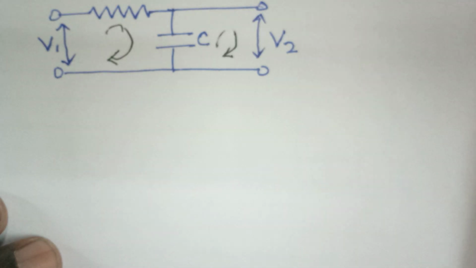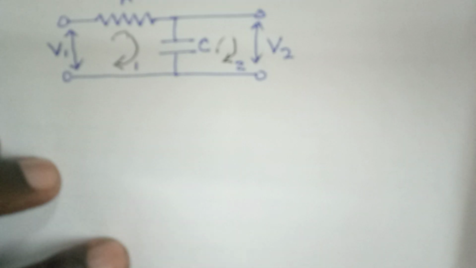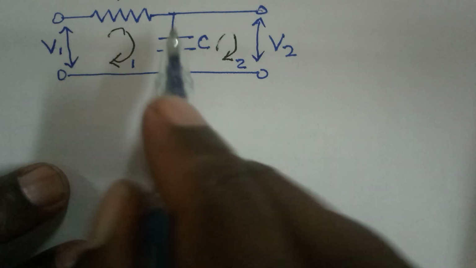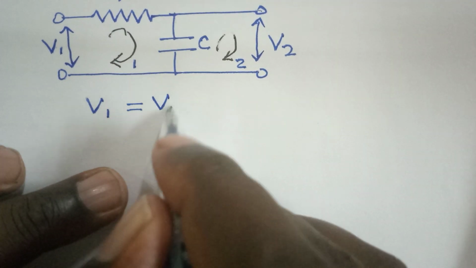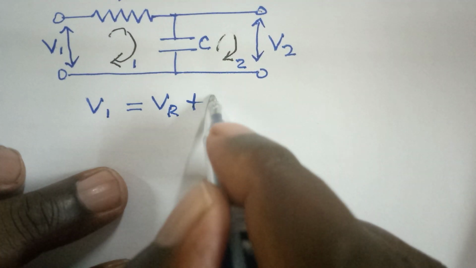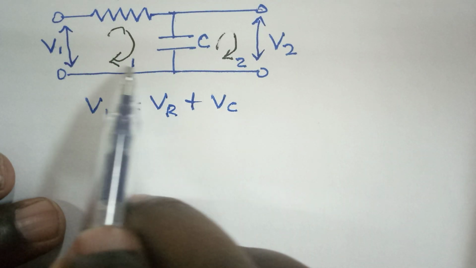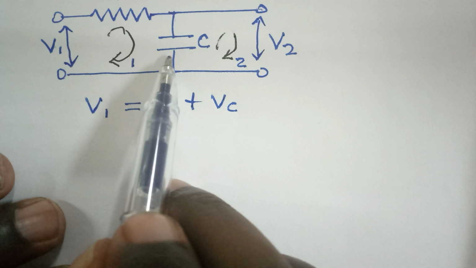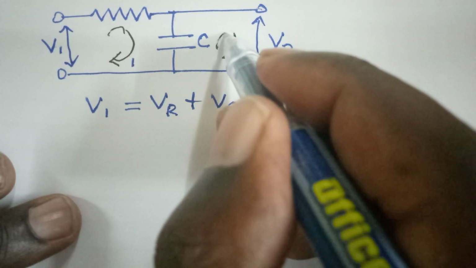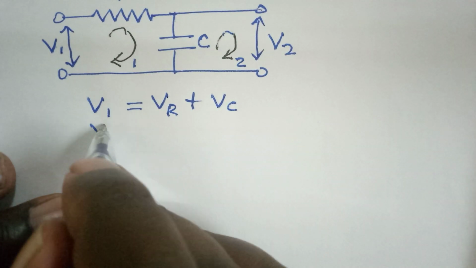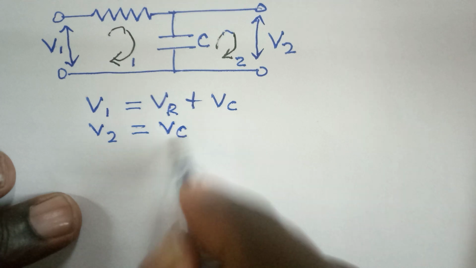So in using loop 1, we are going to have V1 equals VR plus VC. That is for loop 1. The potential difference across this loop is VR plus VC, which is equal to V1. Then for this loop, we have V2 equals VC.